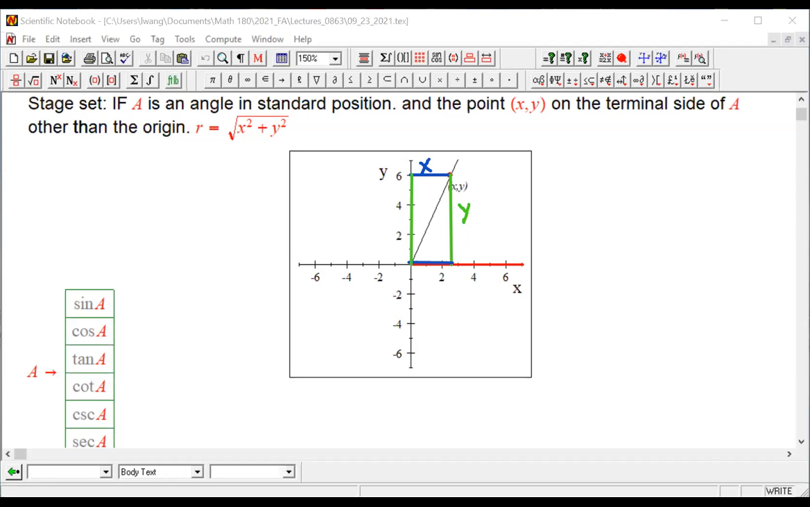What is R? Could you say it again? I'm sorry, I just didn't get that word you said. Reference angle. Reference angle. Okay. Thank you.